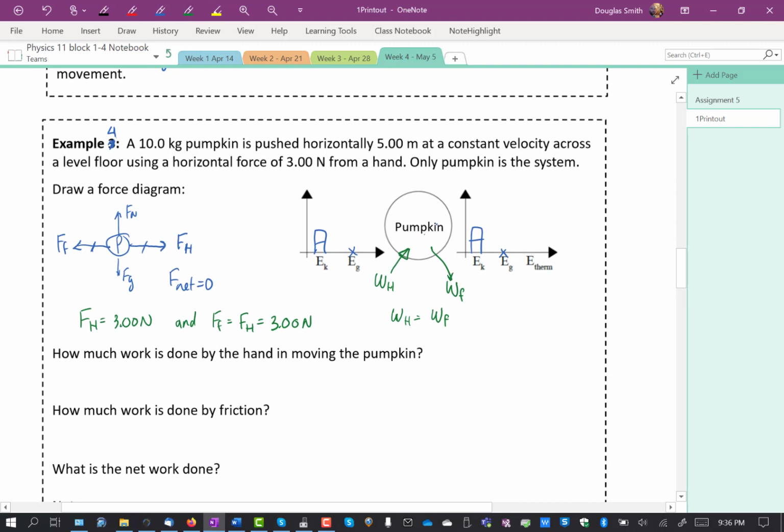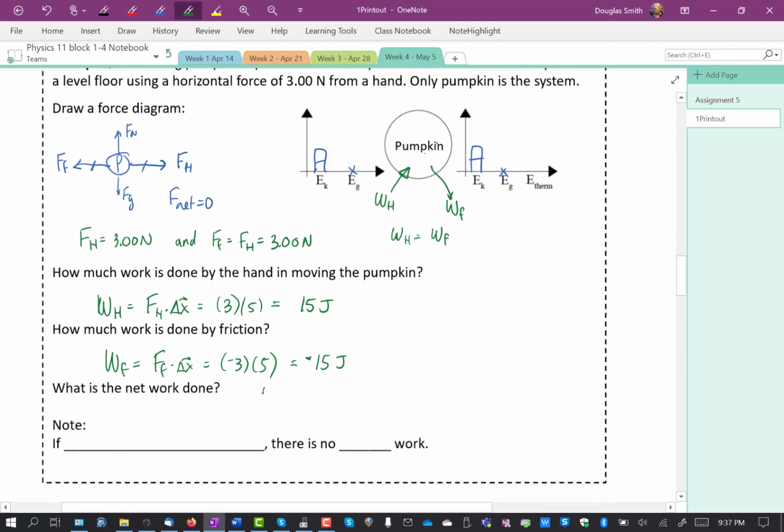So how much work is done by the hand? Work of hand, so that's 3 times, how far did it go? 5? So that's 15 joules. How much work is done by friction? Well, that's force of friction times delta x. So that's -3. It's the same displacement, so it's -15 joules. And it makes sense. The work out is supposed to be negative, so that makes sense.